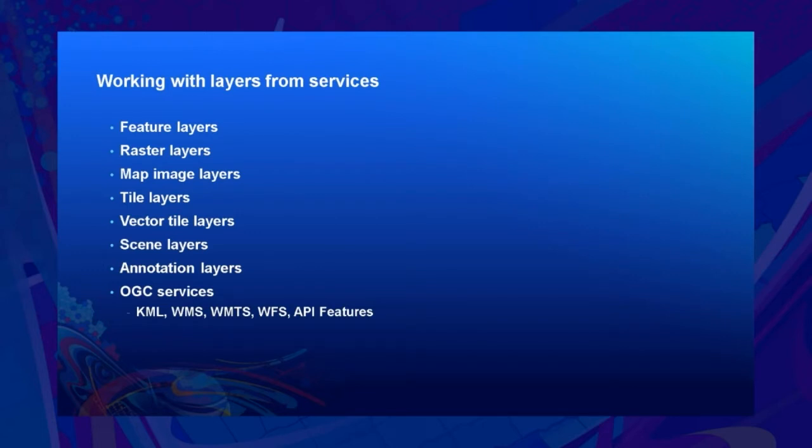Now let's step through a summary of the functionality available in ArcGIS Runtime. Working with layers from services, this is where you're in connected mode, connected to the internet or a network where you can work with a server. A majority of these layers come from ArcGIS services: feature layers, raster layers, map image layers, tile layers, vector tile layers, scene layers, annotation layers. They may come from ArcGIS Enterprise services or ArcGIS Online or platform services. This includes feature services which deliver features, geometry, and attributes, raster layers from an image service, and tile layers that include base map imagery and content. In terms of OGC sources, we support KML, WMS, WMTS, WFS, and the latest standard API features.